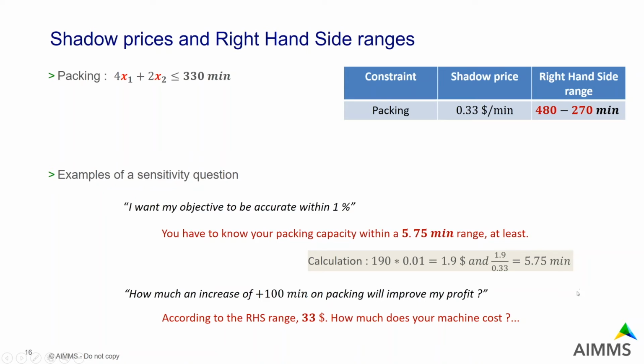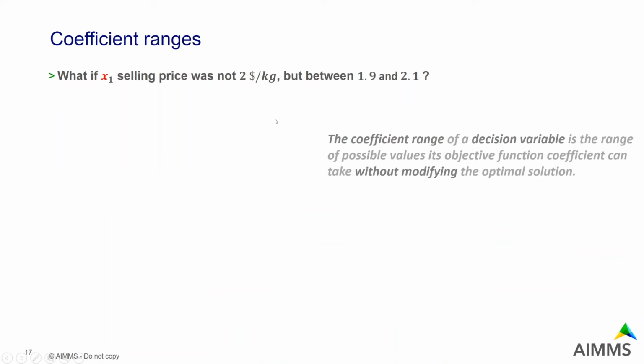So this was for the right-hand side and the shadow prices. But we could ask ourselves if there is a way to do a sensitivity analysis on something other than only the right-hand side. For example, we would be interested in doing a sensitivity analysis on the coefficient in the objective function. So the question that we want to answer, the same as the shadow price but on the variables this time, is: what if X1's selling price was not $2 per kilo, but between two values, let's say 1.9 and 2.1?